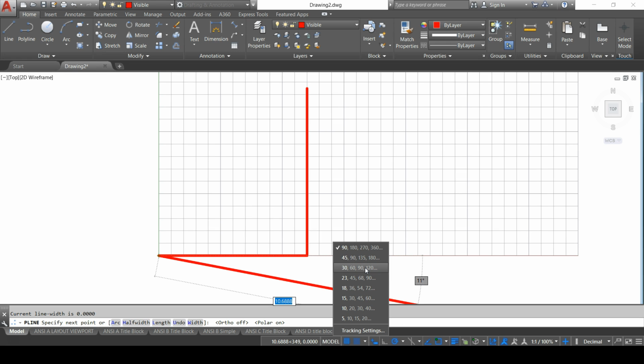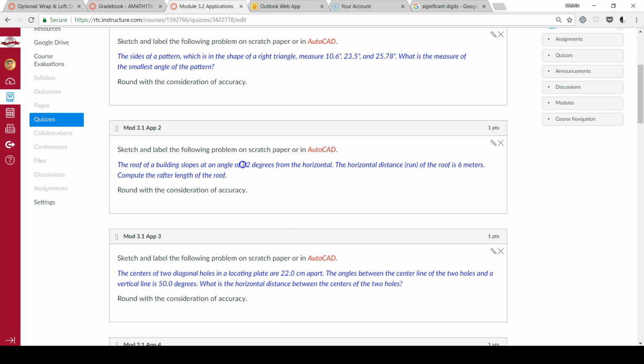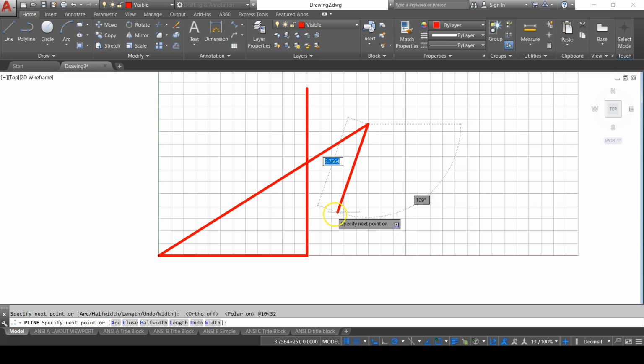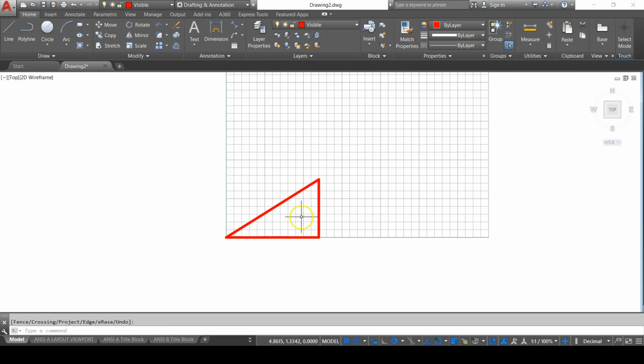was it 30 degrees? Or do I have to use a polar coordinate for this one? Let's see. I'll go back. Okay, 32 degrees. So I'm going to have to use a polar coordinate for this one. So I'll do at, my length was 6, so let's do 10 just to be safe. Alligator symbol, 32. And there is that. I can use trim to trim away the edges. Alright, excellent.